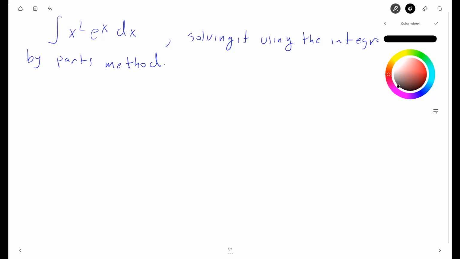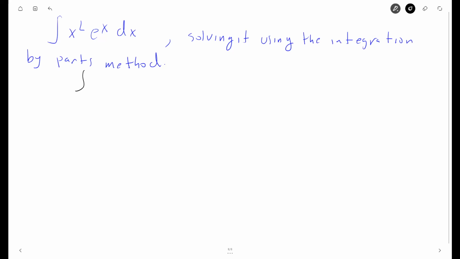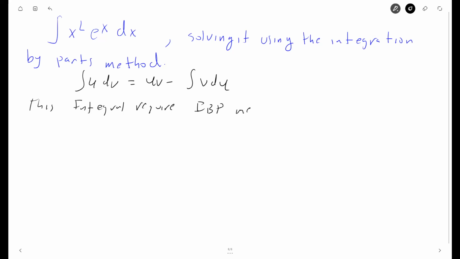The integration by parts method says that the integral of u dv is equal to uv minus the integral of v du. This integral requires using the integration by parts method twice.